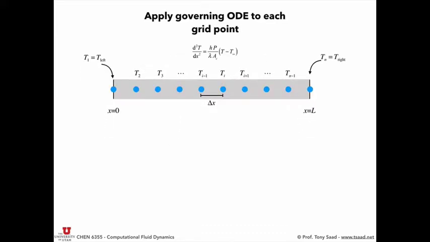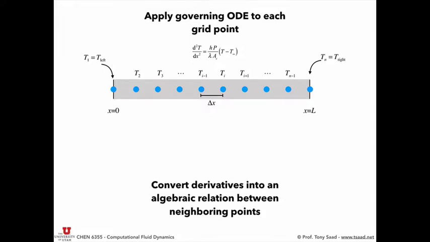Now we're going to apply this governing equation to each and every grid point. We know that it applies, but we're going to convert the derivatives into algebraic relations between neighboring points. So there are no derivatives on the right-hand side. This is the only derivative here, and I'm going to use a central difference approximation.